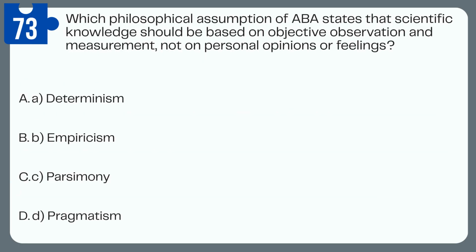Question 73. Which philosophical assumption of ABA states that scientific knowledge should be based on objective observation and measurement, not on personal opinions or feelings? A. Determinism. B. Empiricism. C. Parsimony. D. Pragmatism.